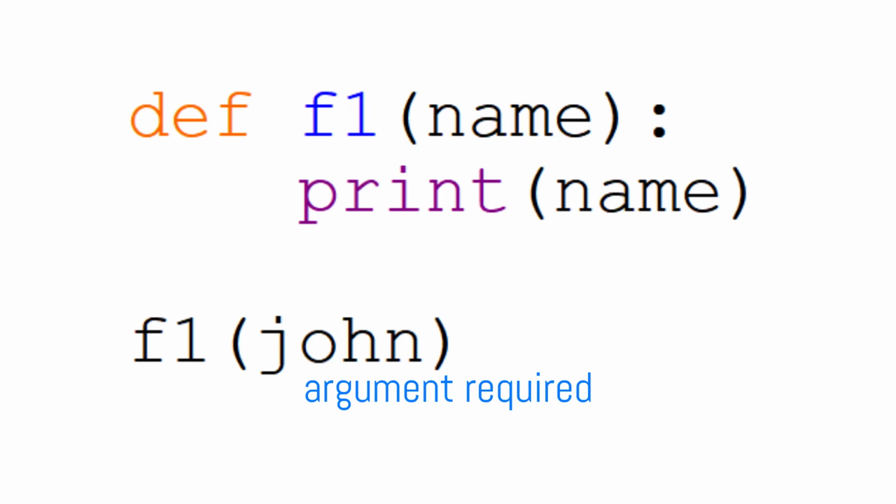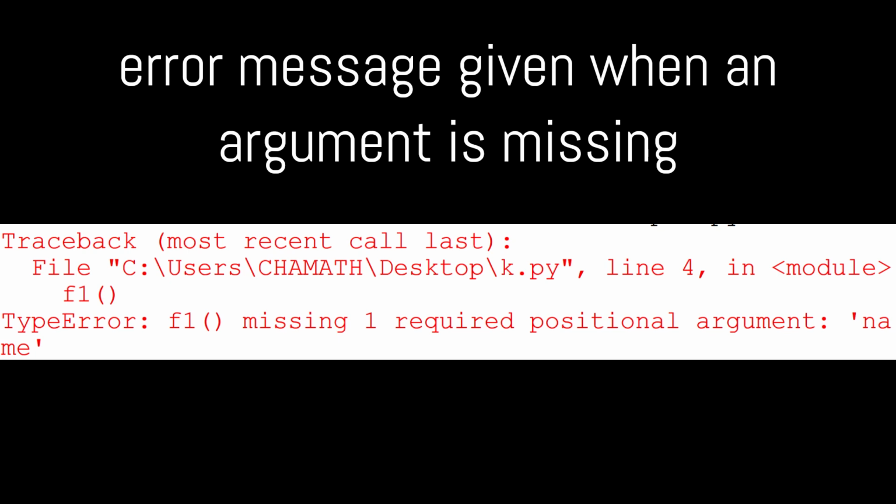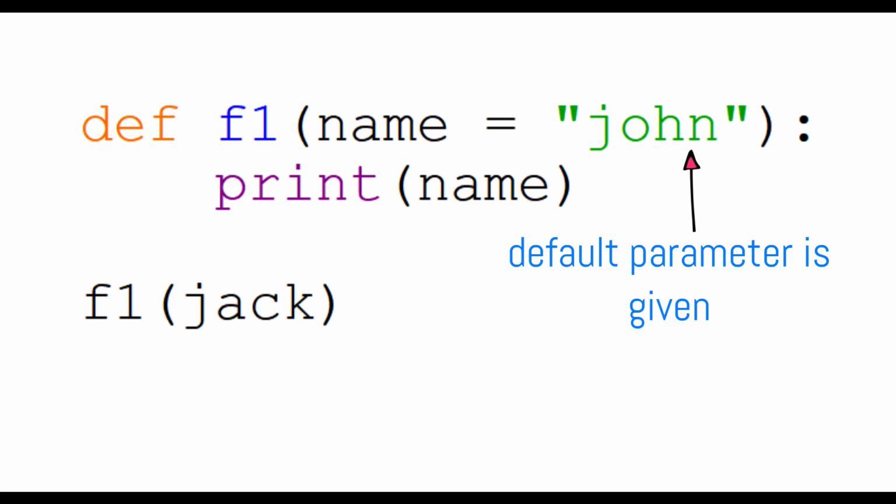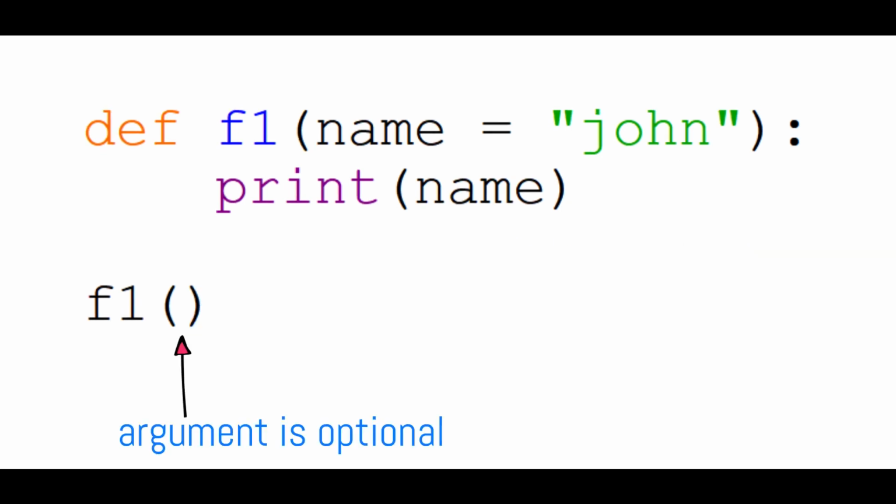In Python, you can specify optional and required arguments for your functions. For required arguments, we must always pass a value when calling the function. If you don't pass an argument, an error message will be given. For an optional argument, there will be a default value, so it is not necessary to pass a value as an argument for optional arguments unless necessary.